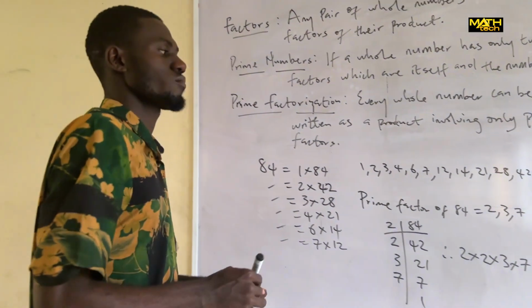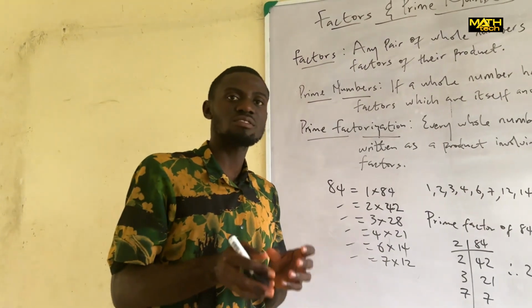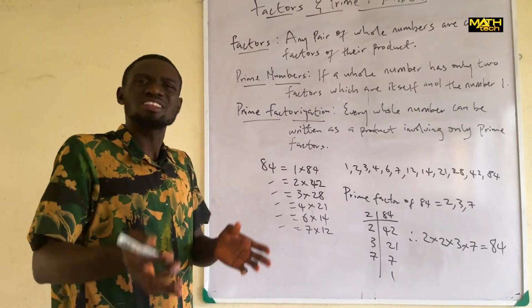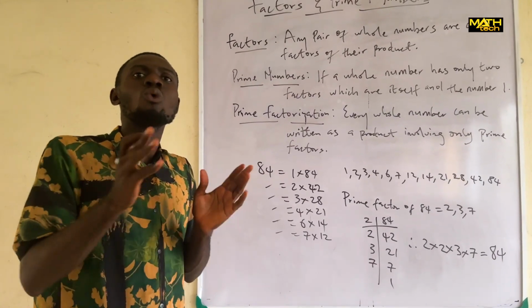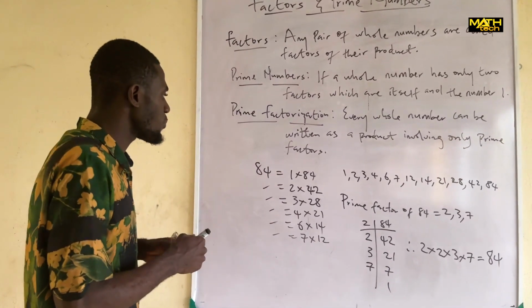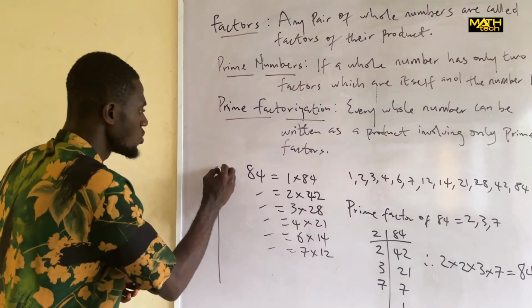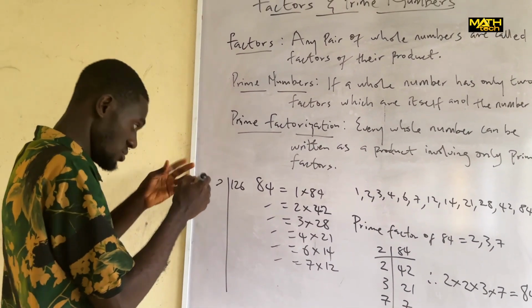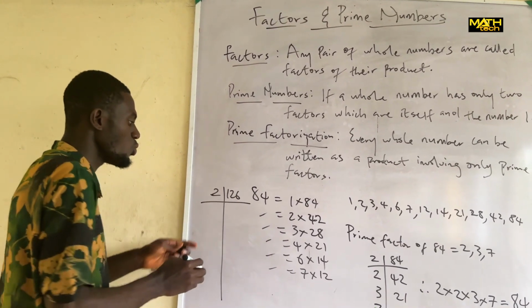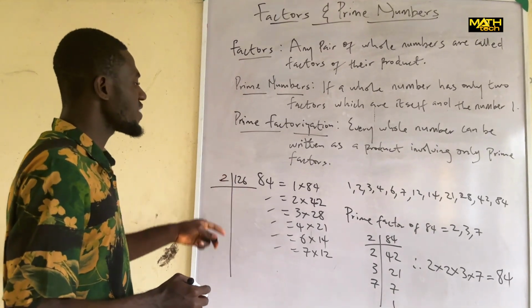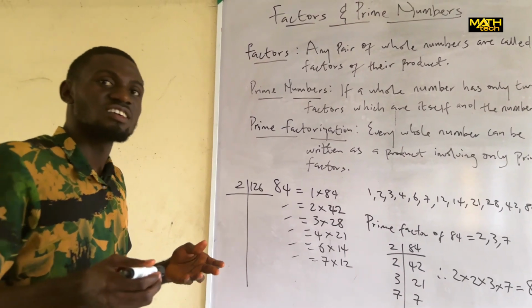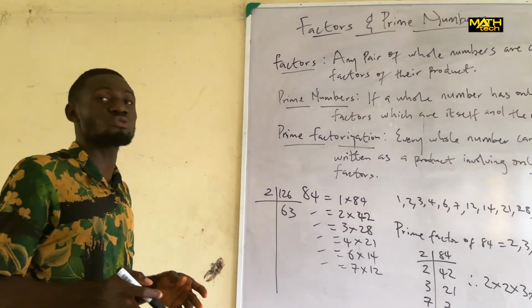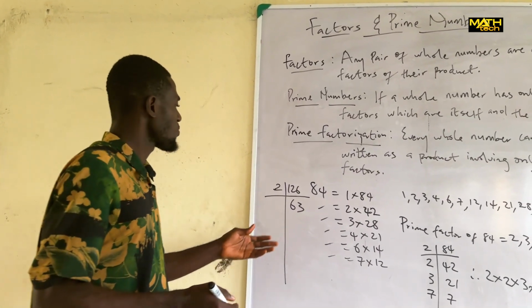This is a sweet and simple concept under the prime factorization. Let's use another example, like 126. Here, 2 will be the prime number that can go for that. 126 divided by 2 will give us 63.